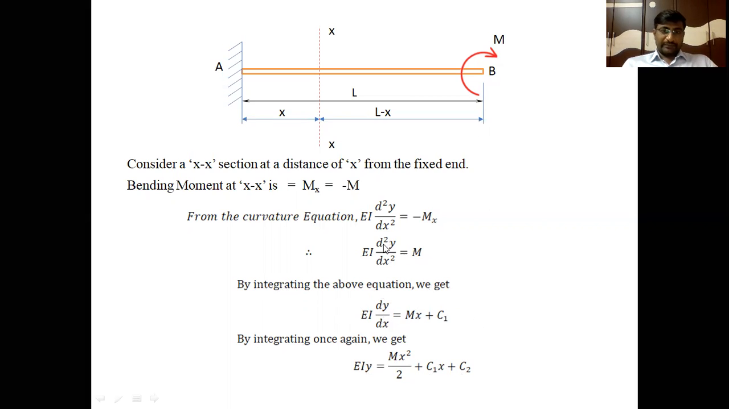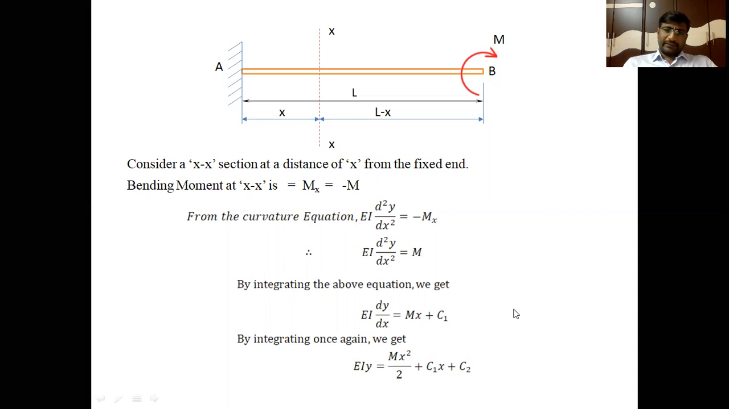Clear, students? Then we are integrating two times. When we integrate once, the left hand side d square y by dx square becomes dy by dx. Again we will integrate this dy by dx, and we will get the y value. If we differentiate y, we will get dy by dx. If we differentiate dy by dx, we will get d square y by dx square. When integrating, the order decreases: d square first, d next, then y.